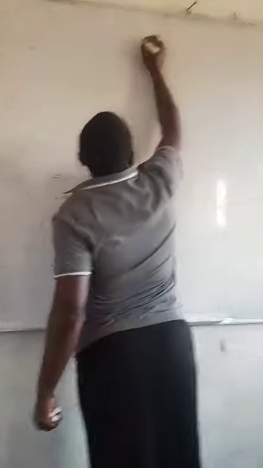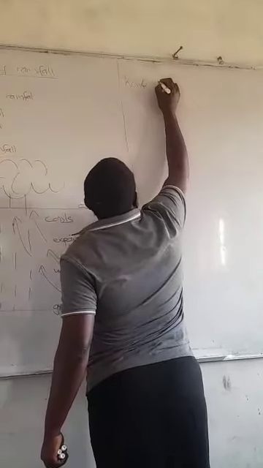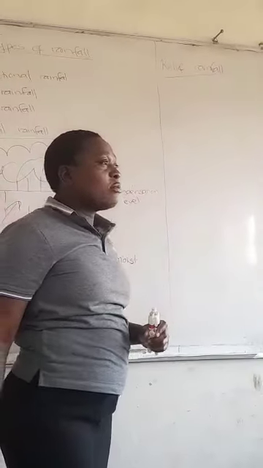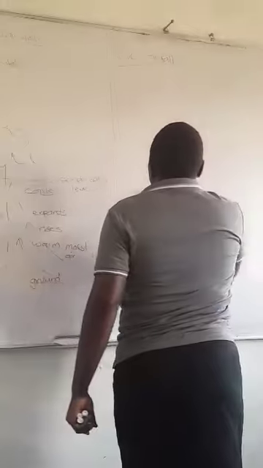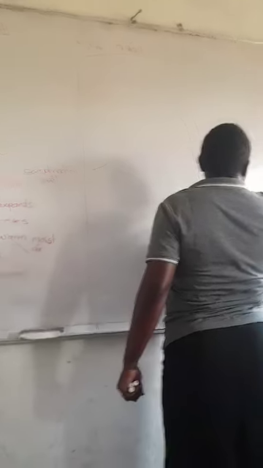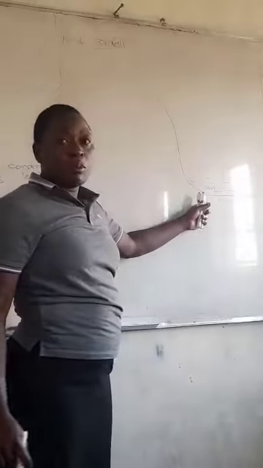The second type is the relief rainfall. I'll also include a diagram to explain how this type of rainfall is formed. This type of rainfall is formed when there is a barrier. For example, a mountain. That's the relief feature that we have. And we also have a water body.